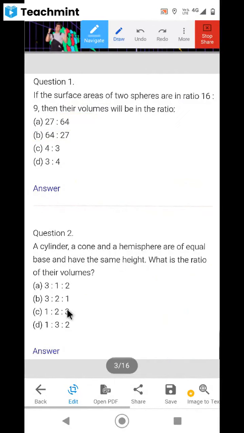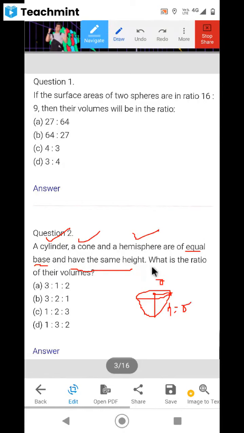Let us look at the second question. What is the second question? A cylinder, a cone, and a hemisphere are of equal base. Equal base means equal radius. And they have the same height. The cylinder and cone have the same height. The height of the hemisphere means its radius only. Are you getting my point? You understand the hemisphere, no? So what is the height of this hemisphere? This is the radius, no? Height means this only, right? So this height is the radius only.